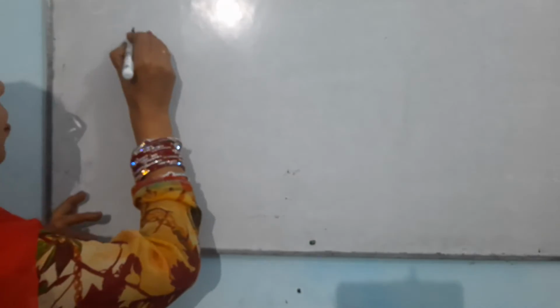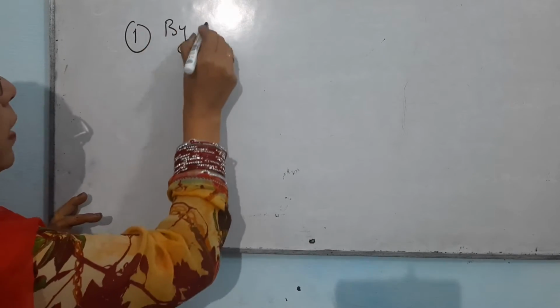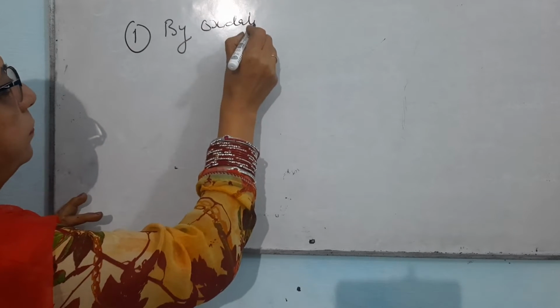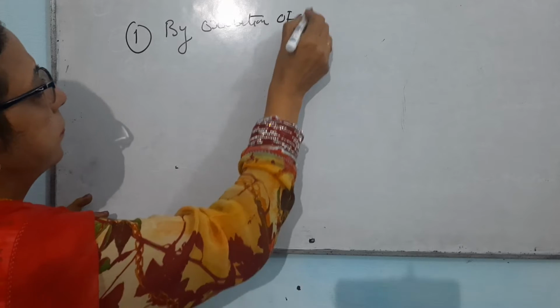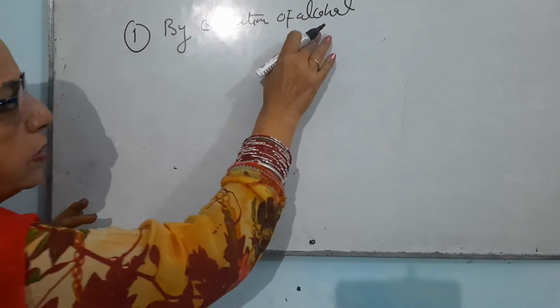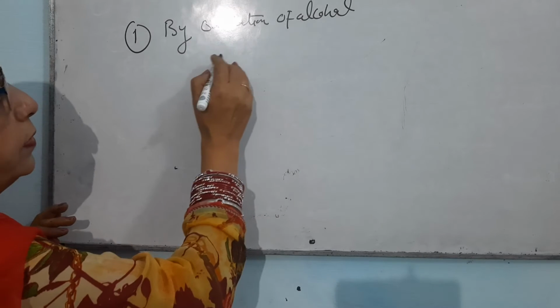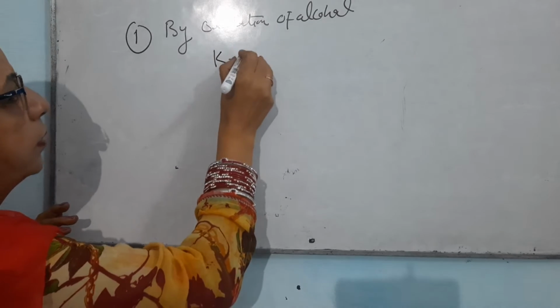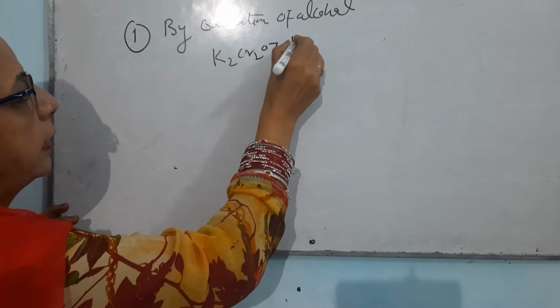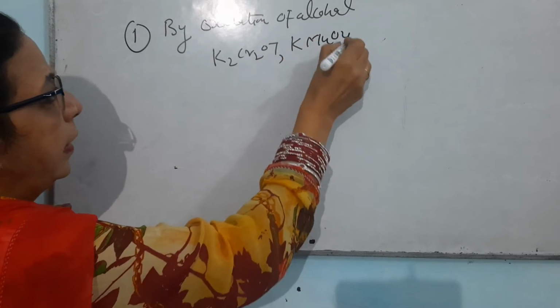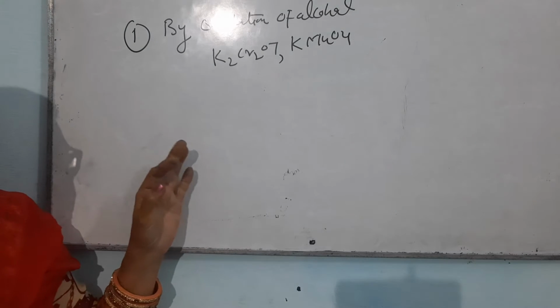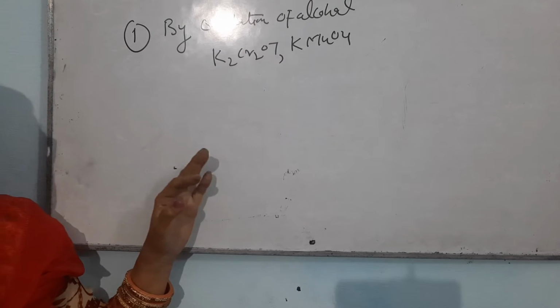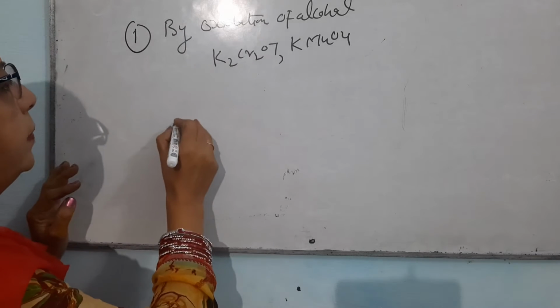The first method for the preparation of aldehyde, which you have already studied in the chapter of alcohols also, is by oxidation of alcohols. Oxidation of alcohol is done in the presence of a strong oxidizing agent like potassium dichromate, potassium permanganate. It may be chromium trioxide. The alcohols will be converted in the form of aldehydes. Let me take an example.